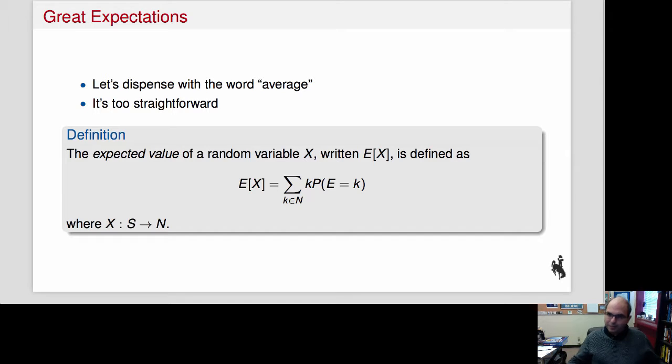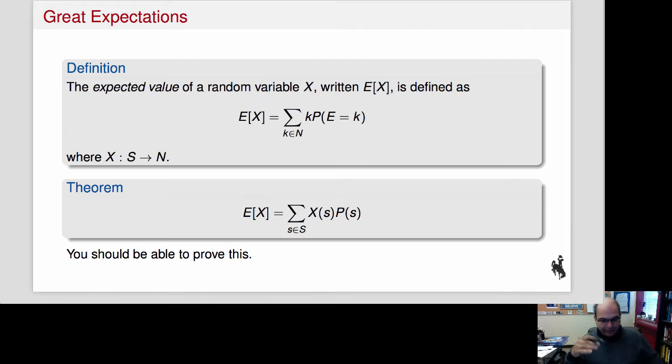We're calling it expected value, and I'm now going to define it. The expected value, written as E of x, is the sum over all possible values of the random variable. So if the random variable goes from 2 to 12, it's the sum over 2, 3, 4, 5, up to 12, of k, which is the outcome, times the probability that the result is equal to k. And remember, that is the probability of a set. So that's how we compute it, and that's just the formal definition.